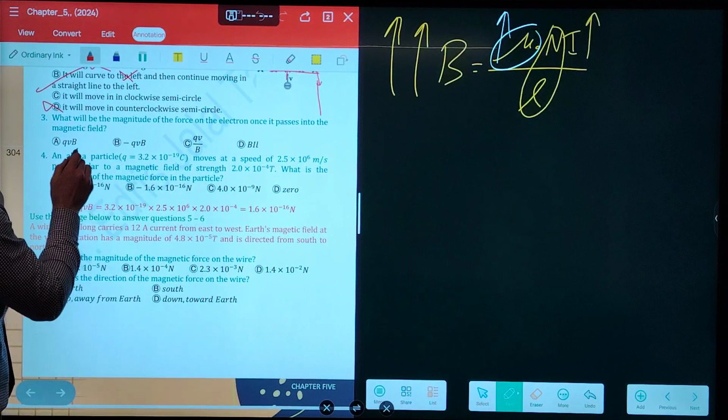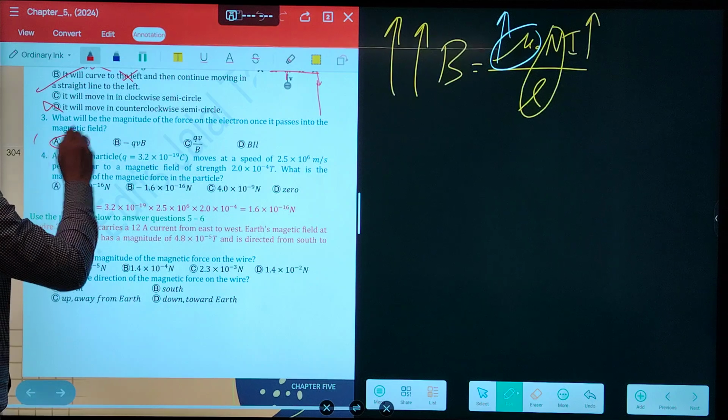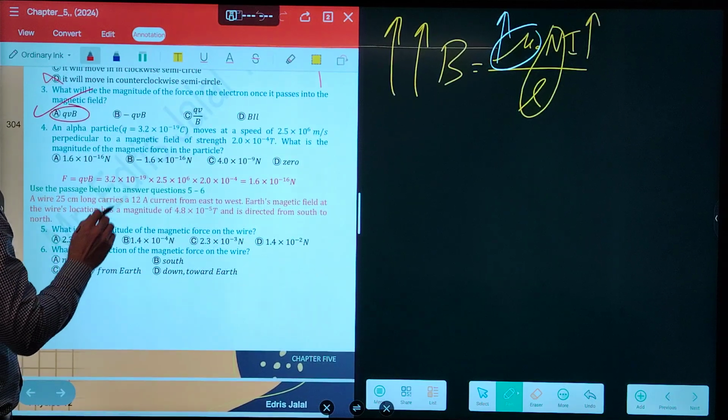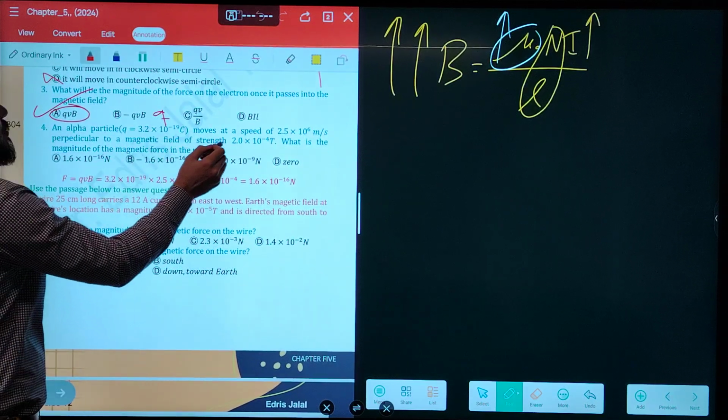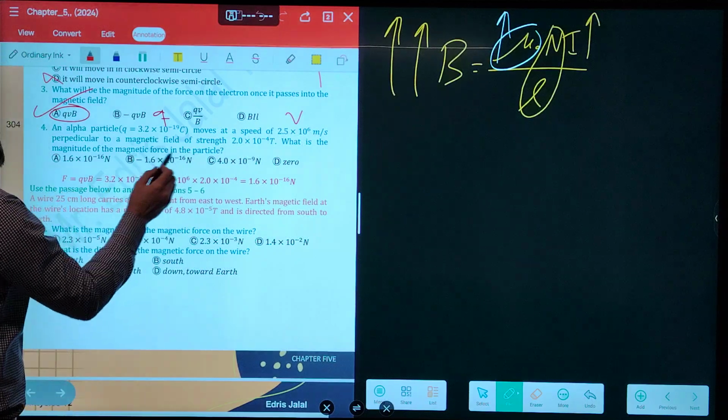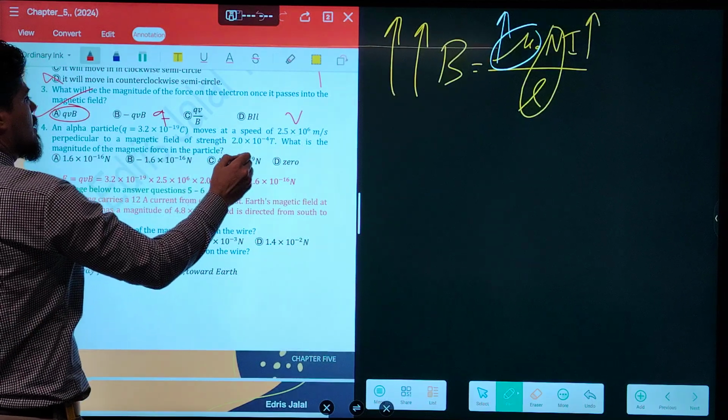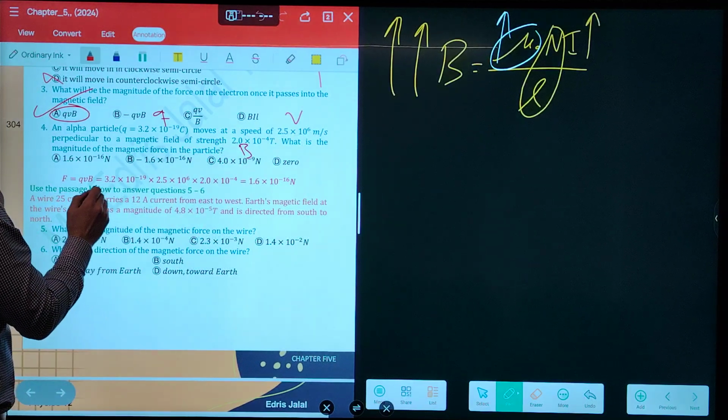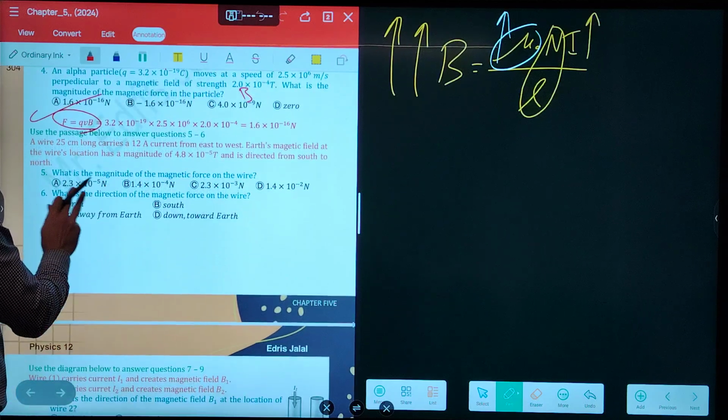into the magnetic field? QVB. This one is correct. Magnetic force is equal to QVB. This is the charge, moving at a speed V, in a perpendicular magnetic field, angle 90, and this is B. What is the magnetic force? QVB. Just replace. It's very easy.